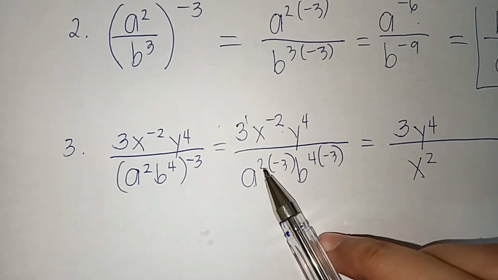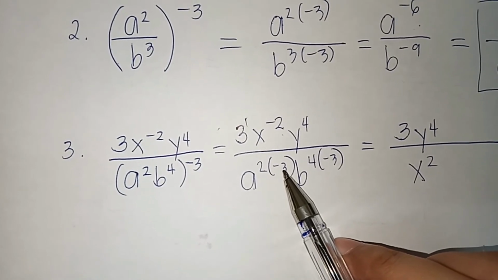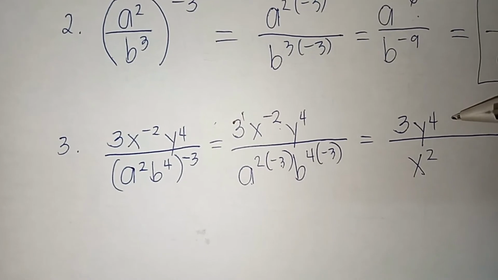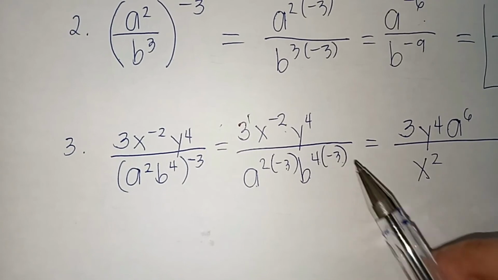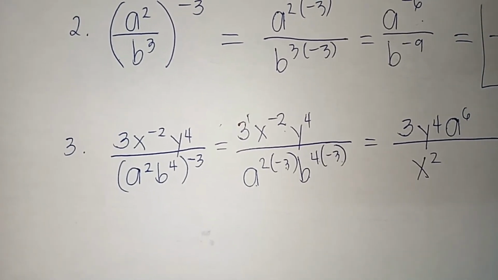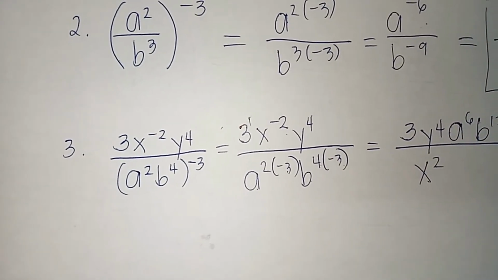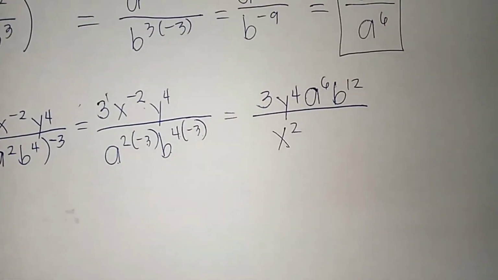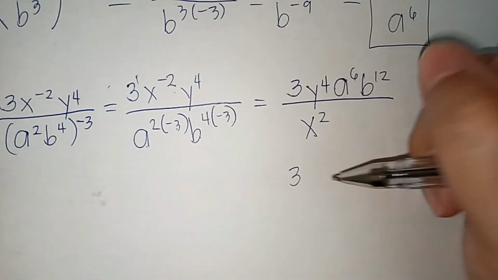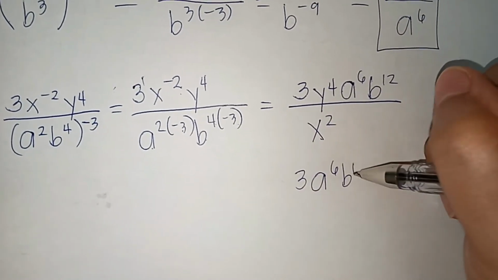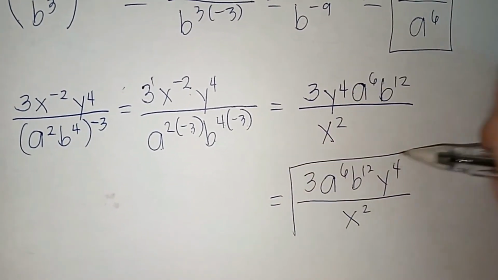How about po si a raised to 2 times negative 3? That would be negative 6. So, itataas po natin kasi negative pa din. That means we have a raised to 6 and b raised to 4 times negative 3, that would be negative 12. Para mawala ang negative, itataas natin. So, b raised to 12. Okay? Para mas okay po ang ating sagot, i-arrange po natin alphabetically ang ating variable. That means we have 3, a raised to 6, b raised to 12, y to the 4th, all over x squared. And that would be your final answer.